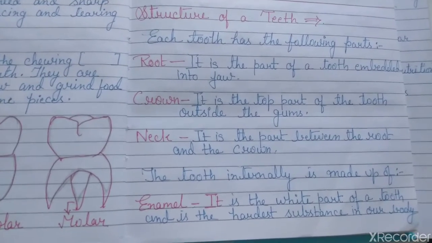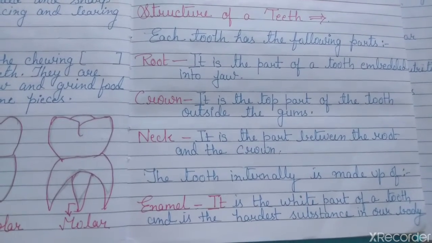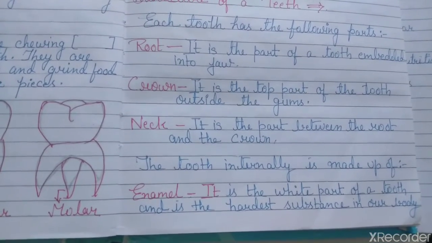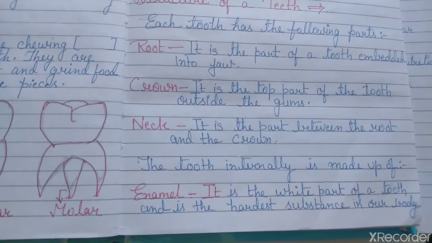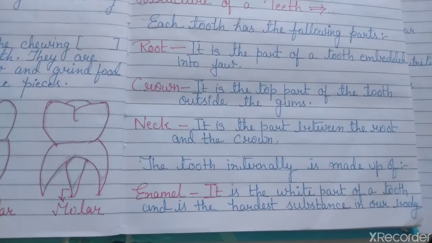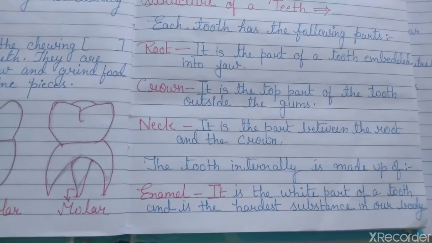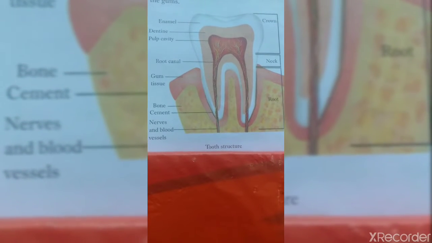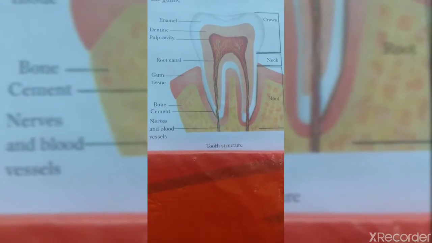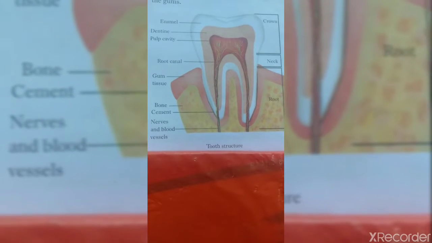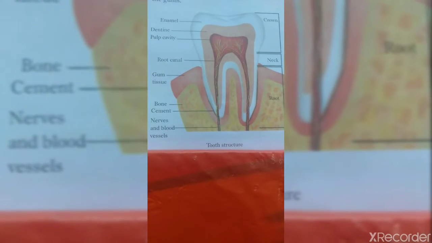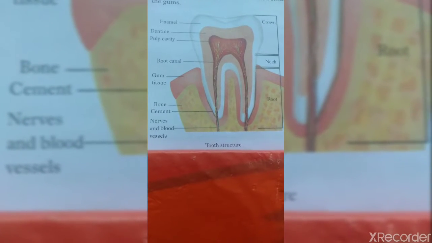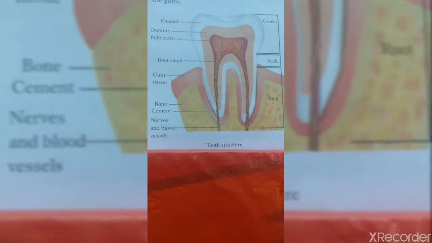That was enamel. It is the white part of the teeth and it is the hardest substance in our body that we can see. This is a tooth structure and by this you can understand now. See, the white hardest part is called enamel. This is a root canal. This is the neck of the tooth. This structure can make you understand.